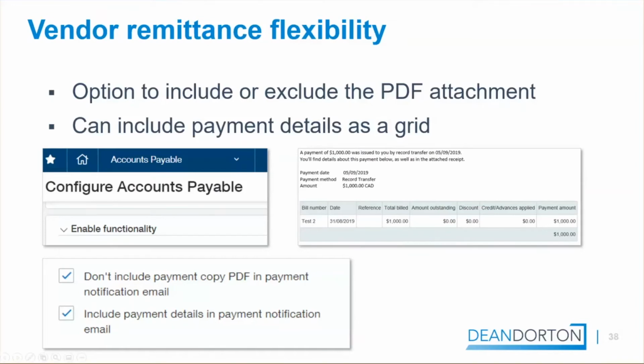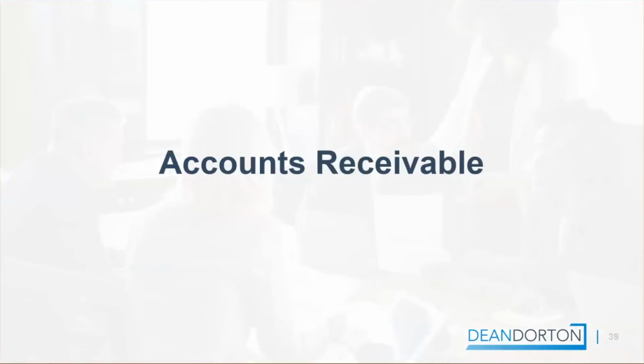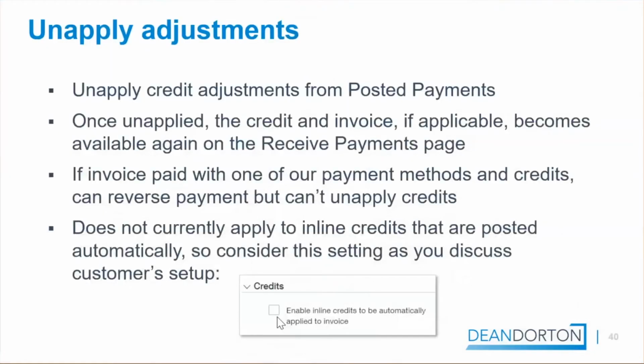Okay. Accounts receivable. Unapplied credit adjustments from posted payments. Once they're unapplied, the credit and the invoice become available again. If the invoice was paid with one of the payment methods in credits, you can reverse that payment. And so it's all here in a checkbox to enable inline credits to be automatically applied to invoices. Okay, does not apply to the inline credits that are applied automatically.